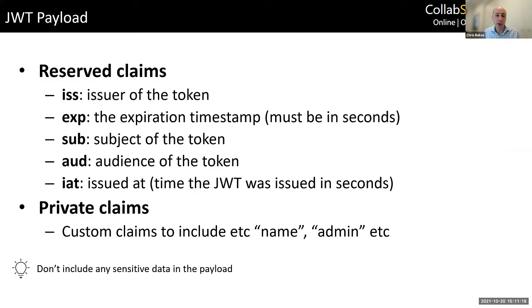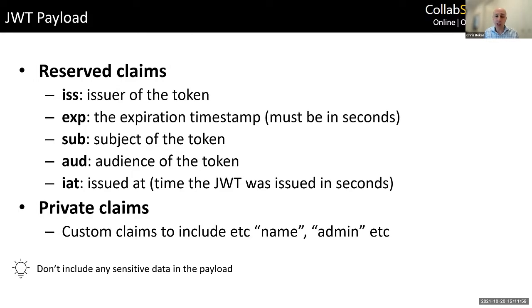A little bit more on the payload. Effectively, the payload can contain any kind of data that we wish. However, there are some reserved claims which have been established to standardize some of the naming conventions within JWT. For example, issuer of the service that issued the token, the expiration time, which is always in seconds, the subject, which quite often is the user ID of the person, the audience, the intended audience of who is to consume this token, and also things like issued at, which is a time that the token was generated on the server.